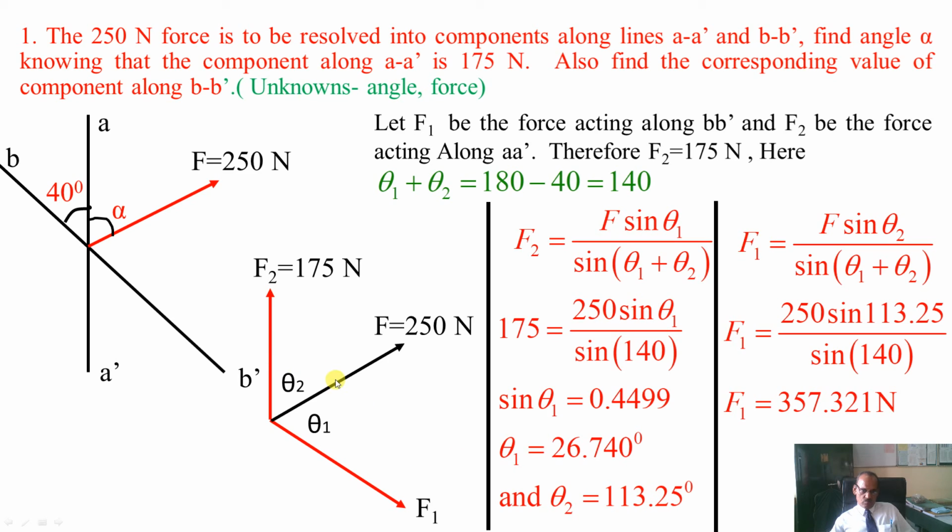You get this theta 2, and this theta 2 is asked. This theta 2 is nothing but this angle alpha. So now I can write down F1 will be equal to F sin theta 2 divided by sin of theta 1 plus theta 2. 250 sin 113.25 divided by sin 140. You will get F1 as 357.321 Newton. Now here in this problem, you see, we got angle alpha, that is 113.25 degrees, and component F1 we got 357.321 Newton.